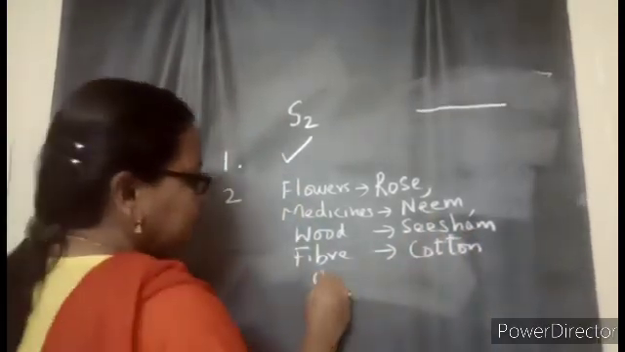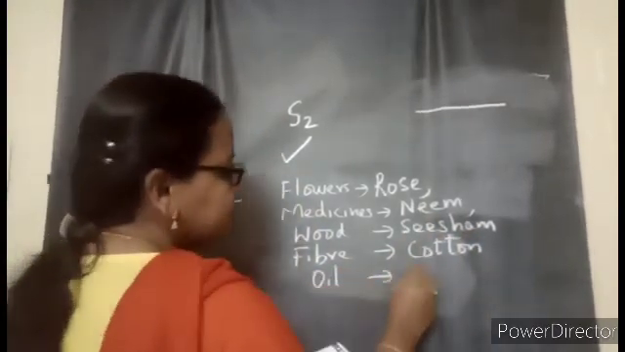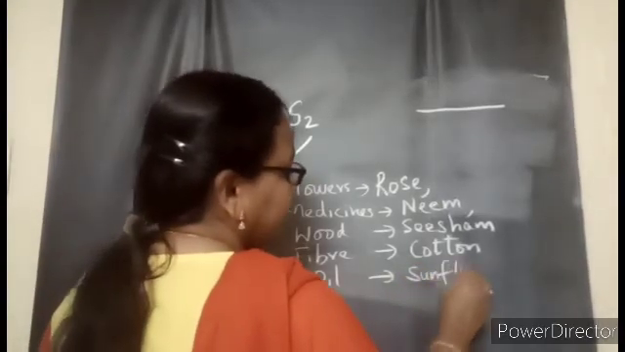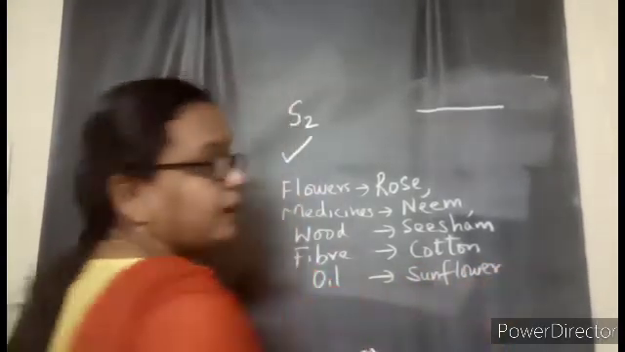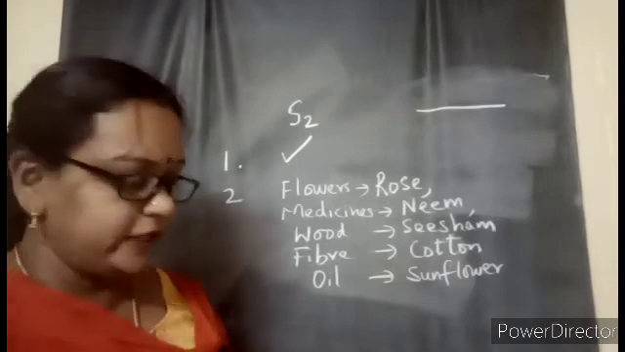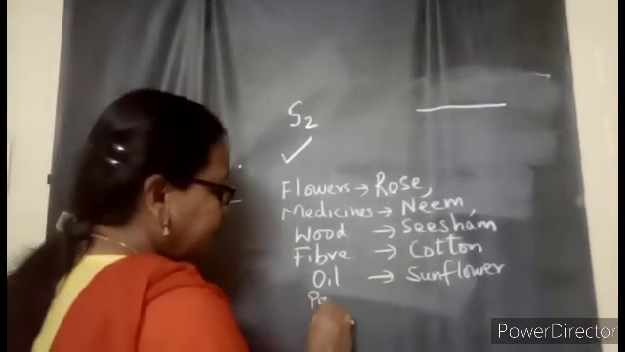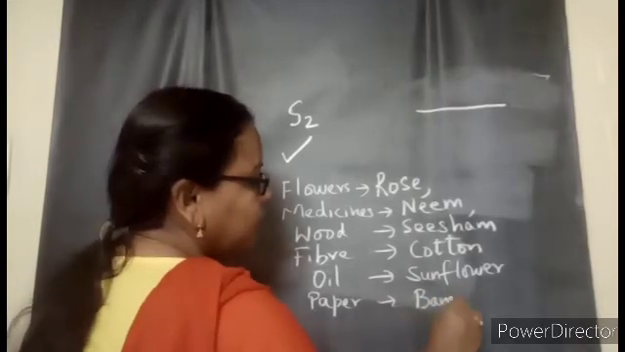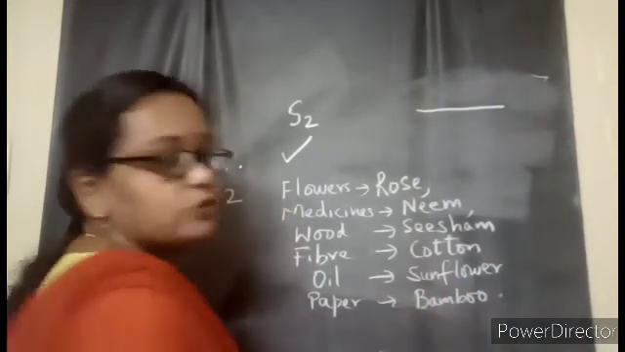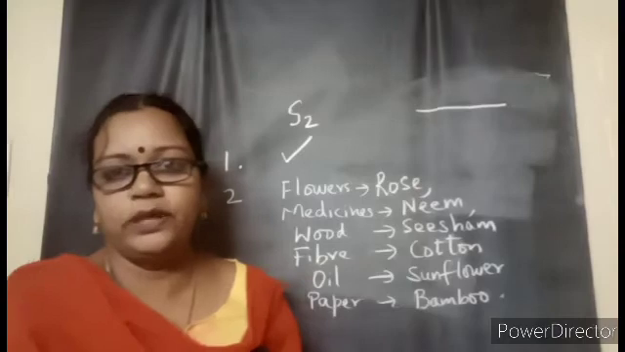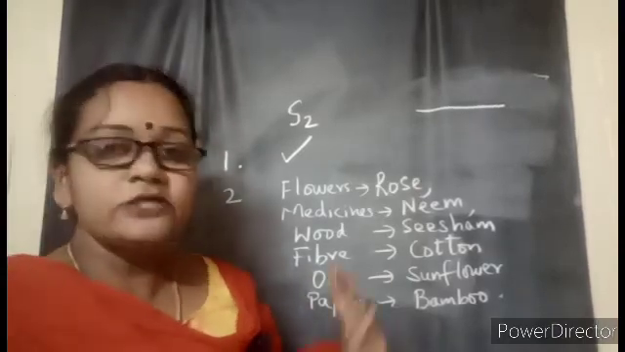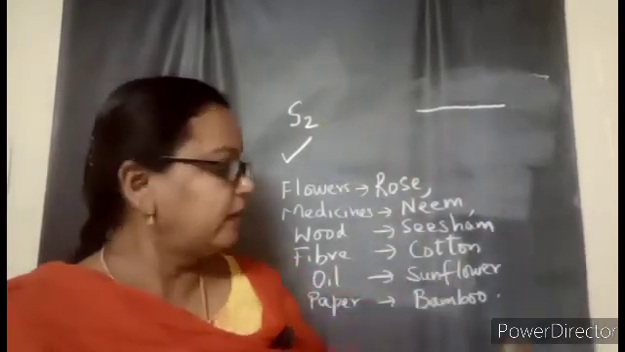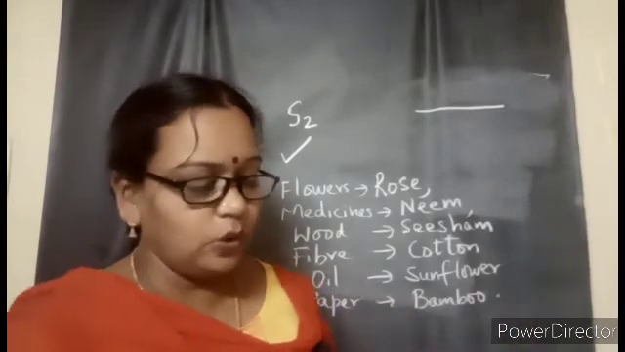Then oil. Oil, I am writing sunflower. Sunflower oil. You can write one more. Groundnut. You can write that. That is the sesame. Then paper. Paper is generally from bamboo and some other trees also. So we can write only bamboo here. Yes. So then this you will complete on your own. The second and other names you can write on your own.